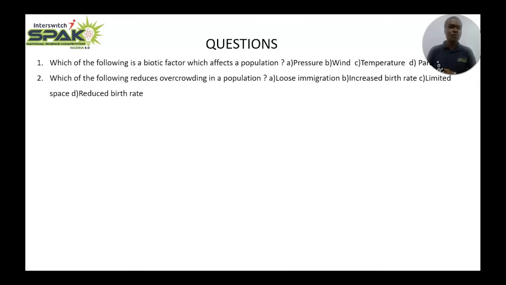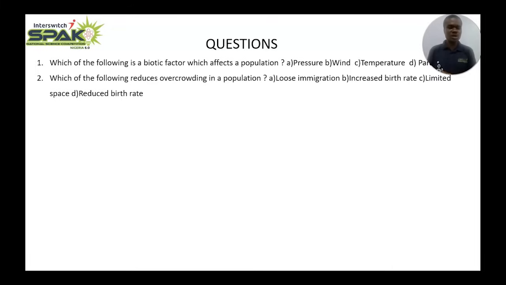Then question 2 says, which of the following reduces overcrowding in a population? A, loose immigration. B, increased birth rate. C, limited space. D, reduced birth rate. Is it loose immigration? No. Is it increased birth rate? Increased birth rate will cause overcrowding. Limited space, if the space available is limited, it will cause overcrowding.